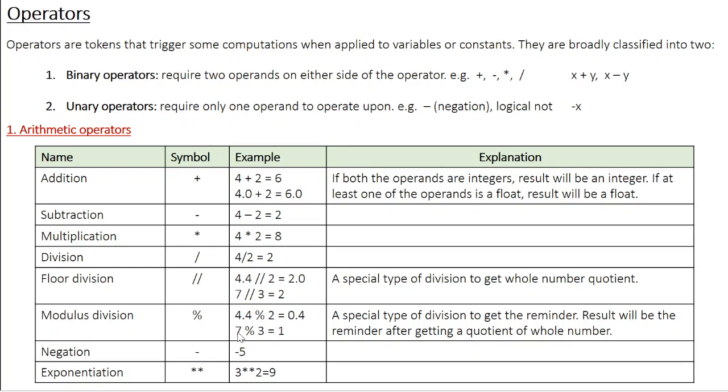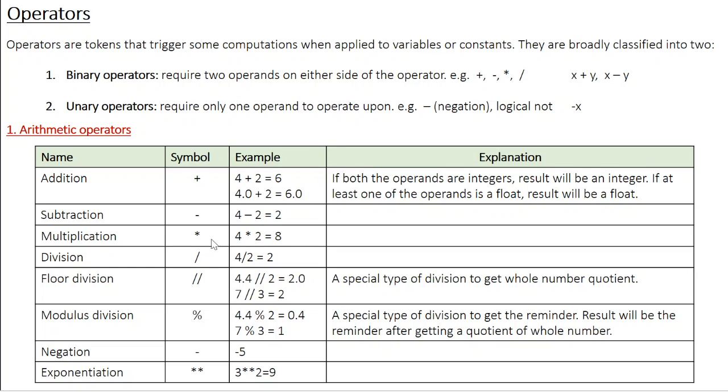Same way, 7 modulus division 3. The whole number quotient was previously 2. 2 into 3 is 6. What is the remainder? 1. So 7 modulus division 3 will give you the remainder 1.